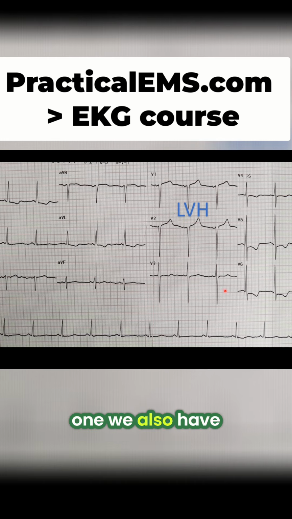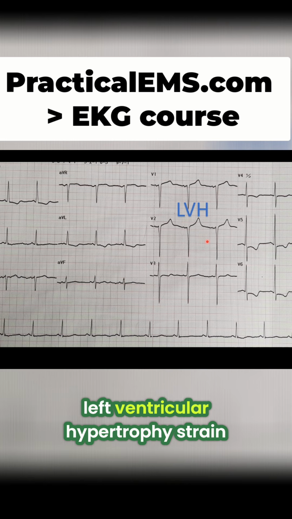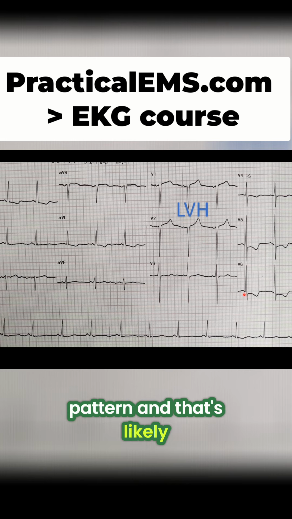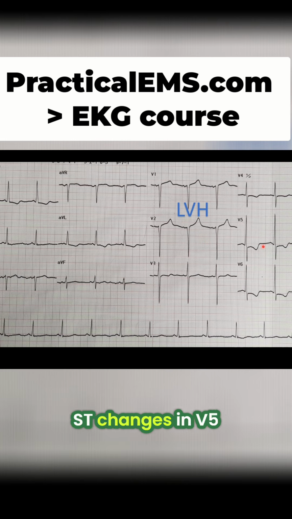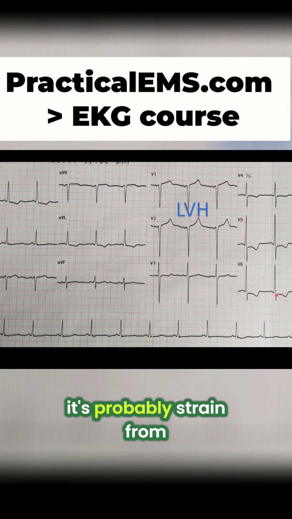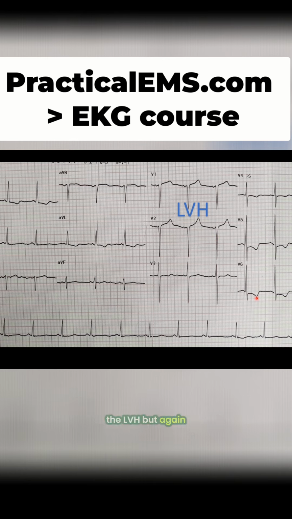And again, in this one, we also have a left ventricular hypertrophy strain pattern, and that's likely the cause of these ST changes in V5 and V6. It's probably strain from the LVH, but again, comparing to an old EKG would be helpful to know if this is new or if this is old from the LVH.